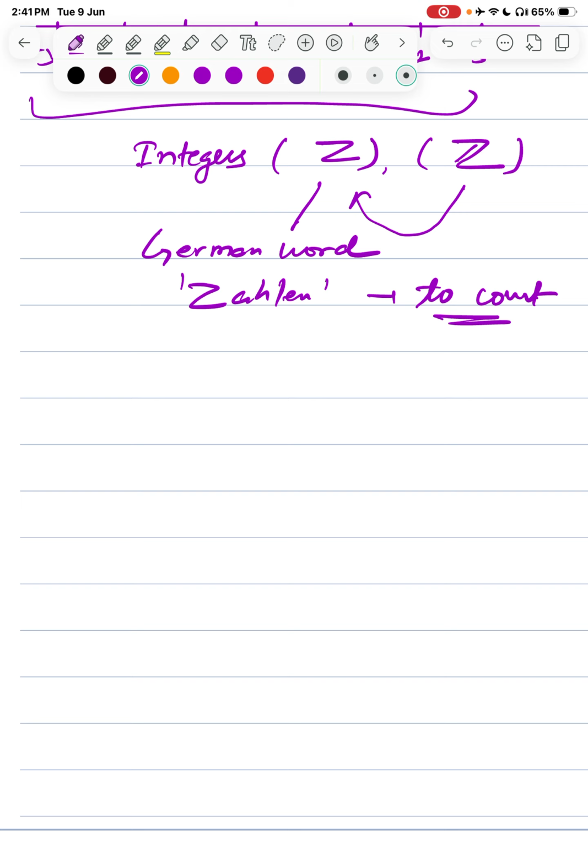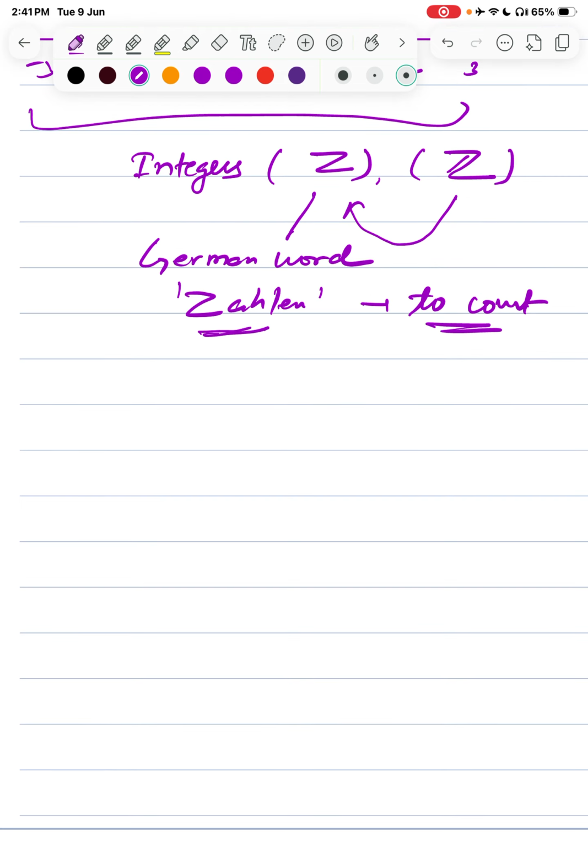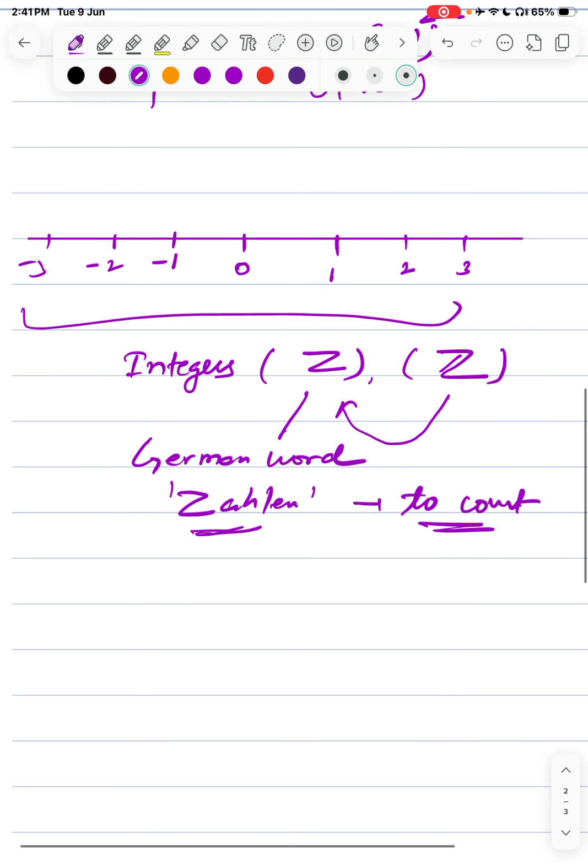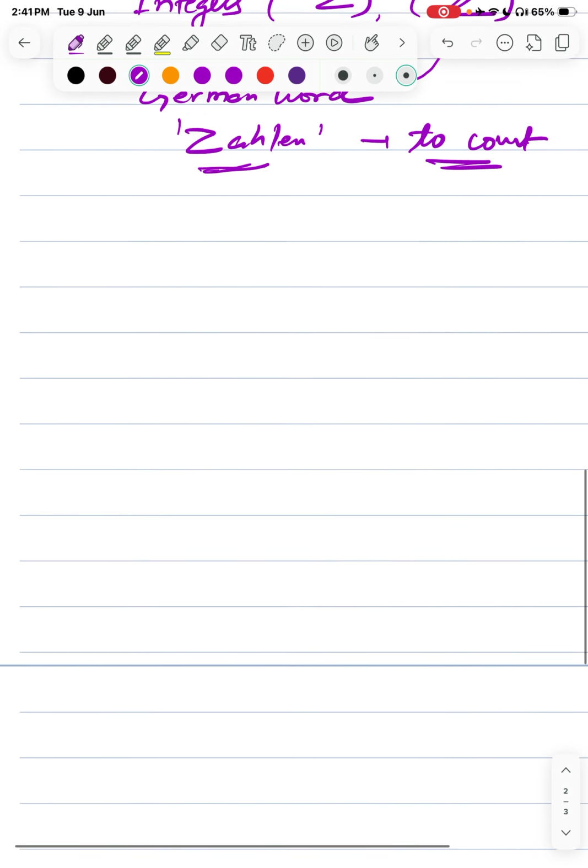So this is a German word, Zählen. The notation is taken from that. So these are the integers. Now can we move further from here?